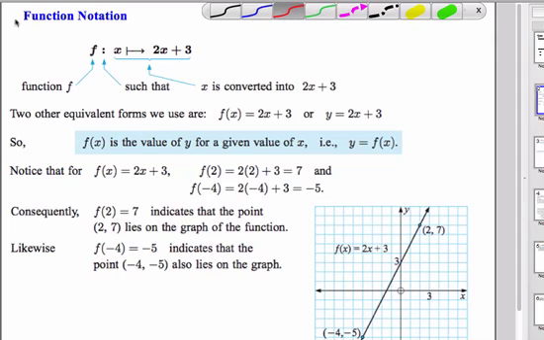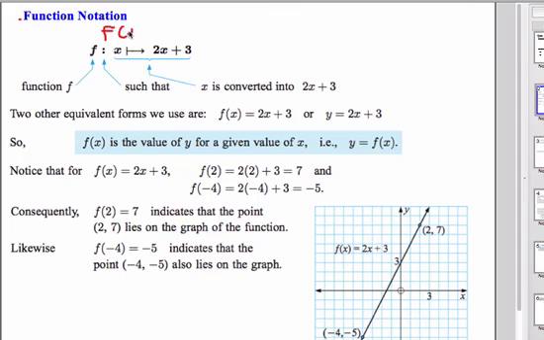So in this first example here, this is actually in function mapping notation, and we can write this as f of x equals 2x plus 3. It means the same thing as that, or you can write it as y equals 2x plus 3. So it's a linear equation, y equals 2x plus 3. Okay, so we're going to use this form of function notation in our problems today.